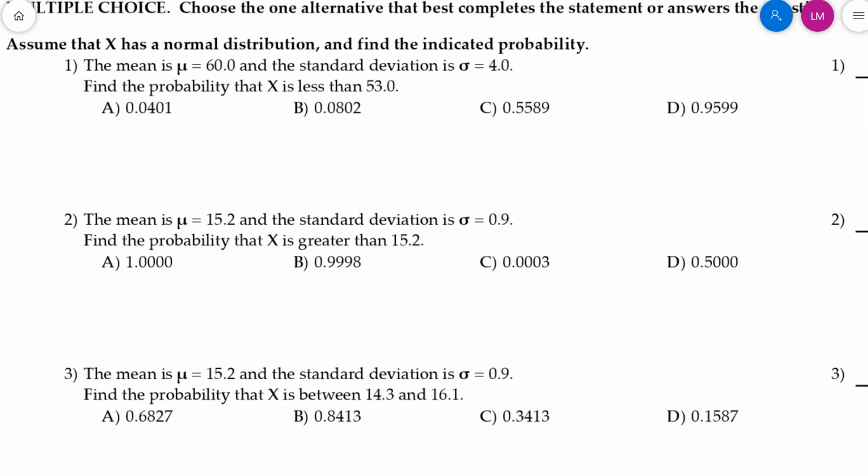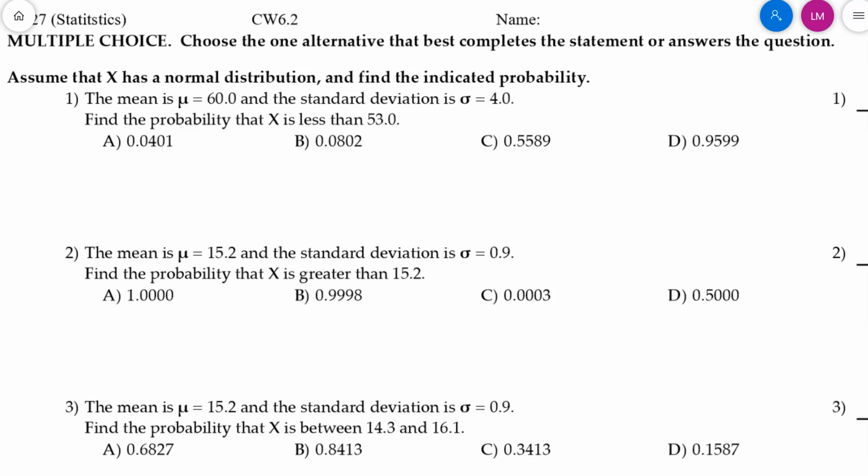Okay, classwork 6.2. Assume that X has normal distribution and find the indicated probability. Normal distribution means the distribution is bell-shaped. In the middle of the shape is the mu, meaning the average. In this case, 60.